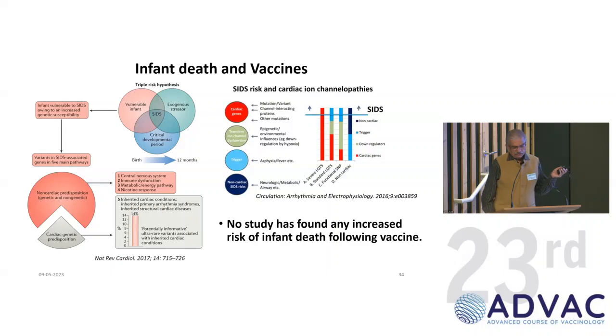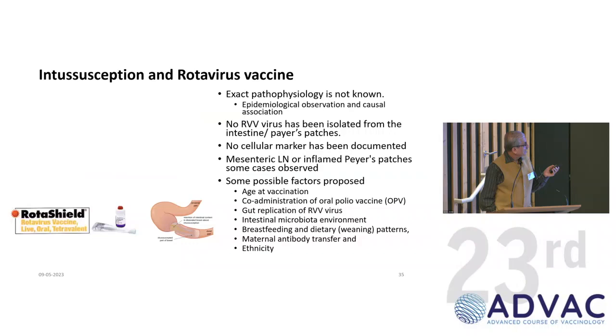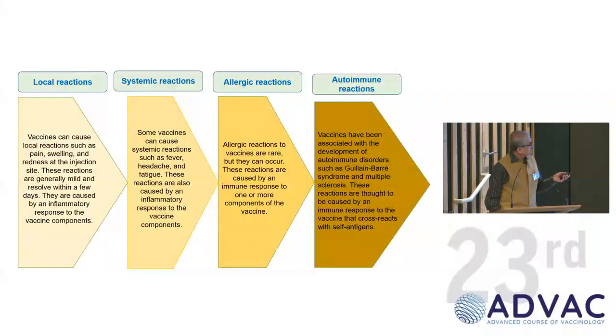Then there are two conditions. Sudden infant deaths: no association has been found, although there is still talk of some rare genetic disorders associated with cardiac arrhythmias. And intussusception and rotavirus vaccine. Although RotaShield was withdrawn, the more recent vaccines are considered relatively safe, but still the mechanism is not known for these conditions.